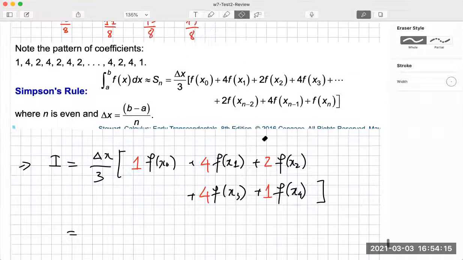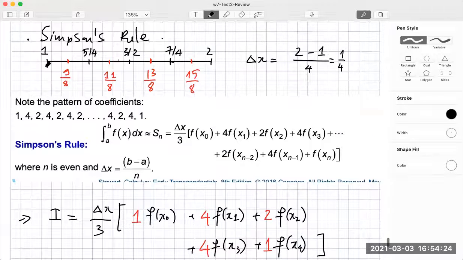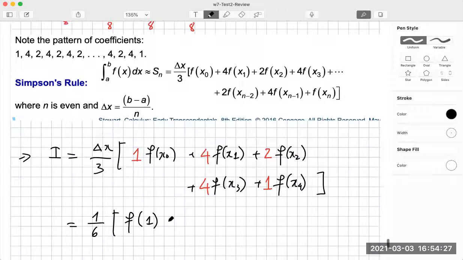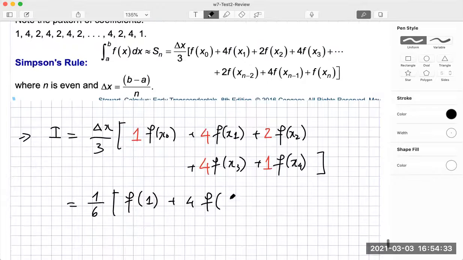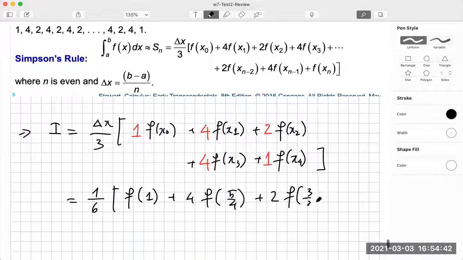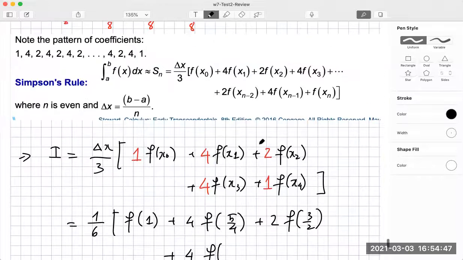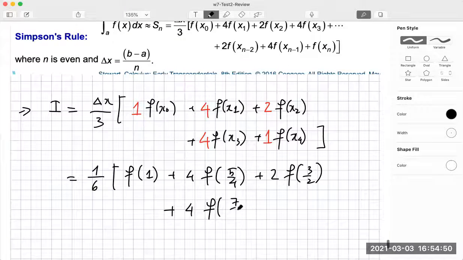Delta x here would be 1/2. 1/2 divided by 3 will be 1/6. F of x0 in this case is 1, plus 4 times f of x1, which is 5/4, plus 2 times 3/2, plus 4 times f of x3, which is 7/4, plus the last one is f of 2.